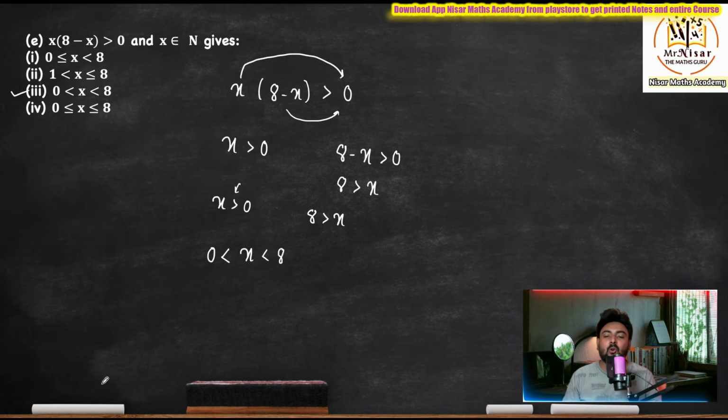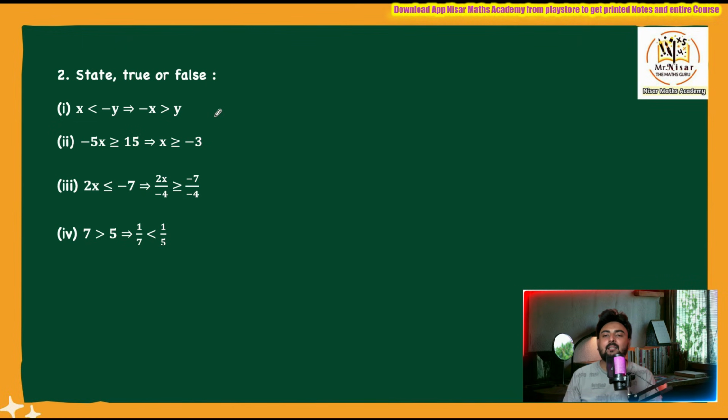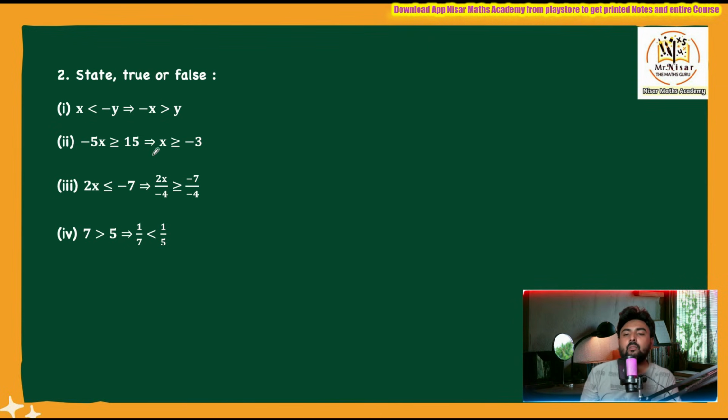Let's go ahead and solve the next question from the exercise. Now it's very easy. This question is based on the rules. You have to say whether these are true or false. See the first question: it is given that x is less than minus y.